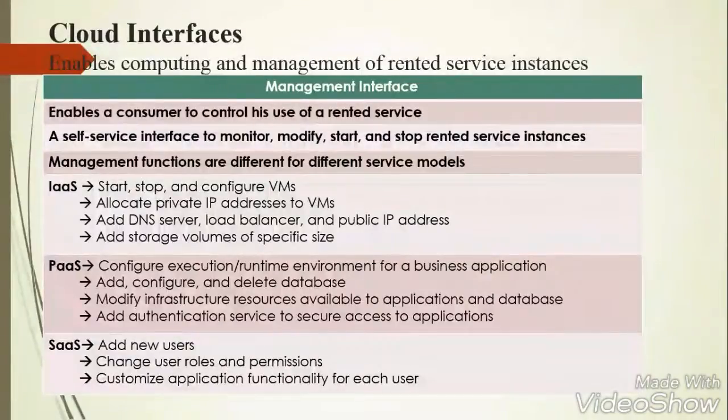For infrastructure as a service, firstly, start, stop, and configure VMs. Second, allocate private IP addresses to VMs. Third, add a DNS server, load balancer, and public IP address. Lastly, add storage volumes of specific size.